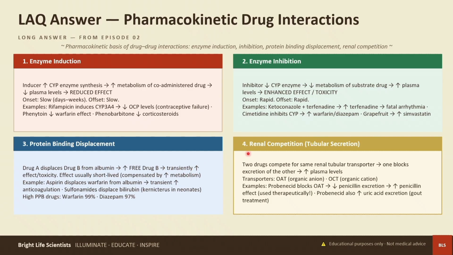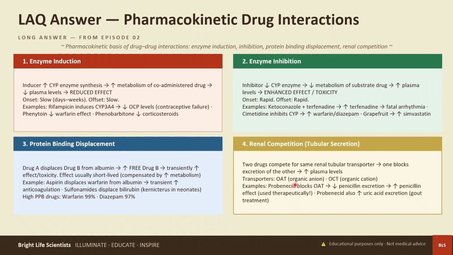Two drugs compete for the same renal tubular transporter: OAT for organic anions, OCT for organic cations. One drug blocks the other's excretion, raising its plasma level. The classic example here is actually a beneficial interaction.